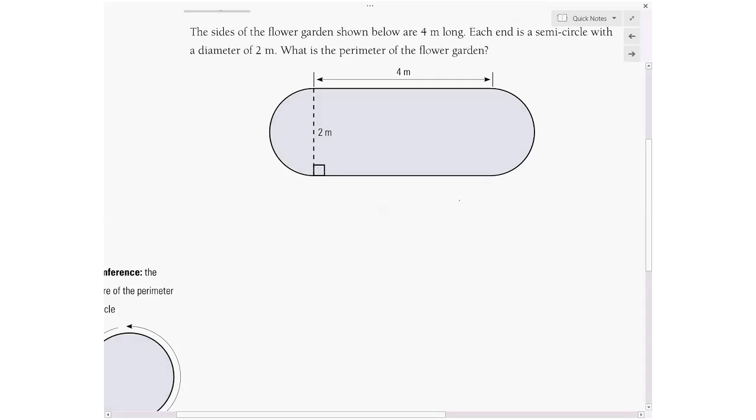Yeah, we'll look at example 2. We have the sides of a flower garden here are 4 meters long, and at each end there's a semicircle with a diameter of 2 meters, and we want to find the perimeter of the flower garden.